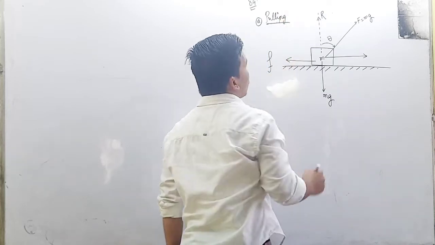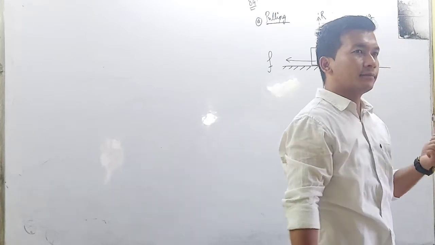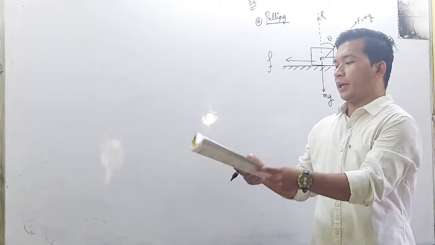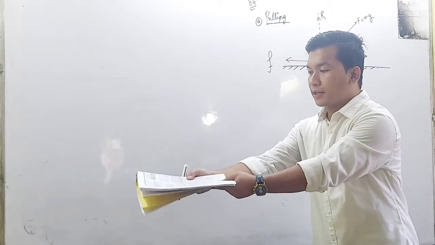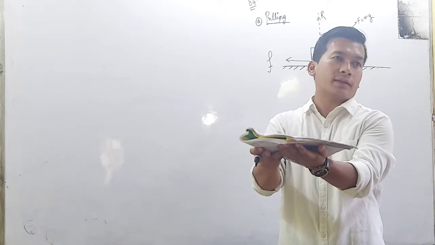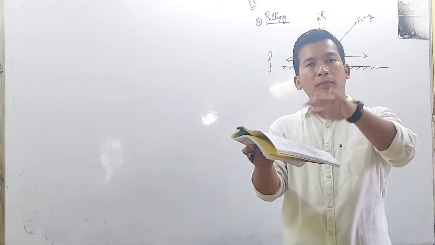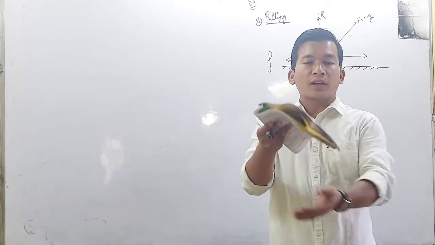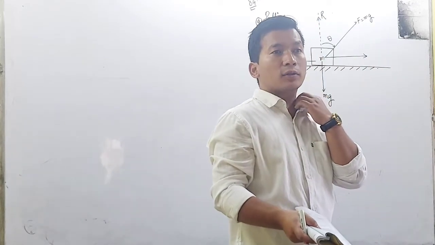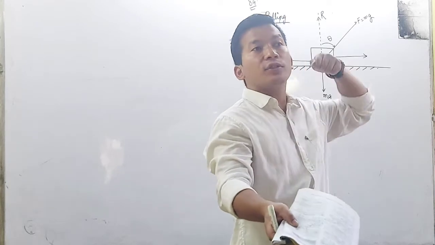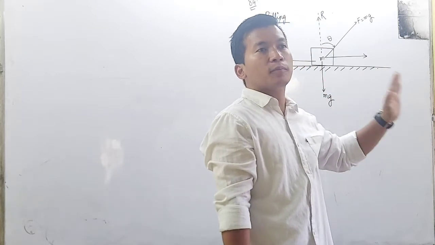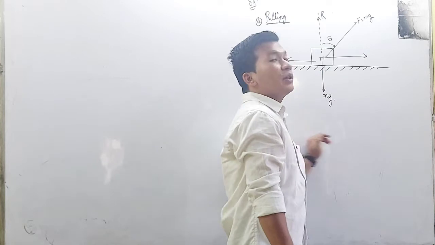Which one will be better: pulling horizontally or pulling at some angle? Pulling at some angle will be easier. If the object is dragged horizontally, there will be more surface area of contact, so more friction will develop, and then more force is needed to apply. Pulling at some angle will be far better than pulling horizontally.